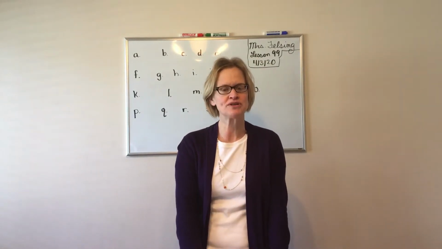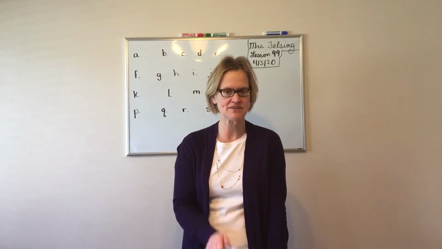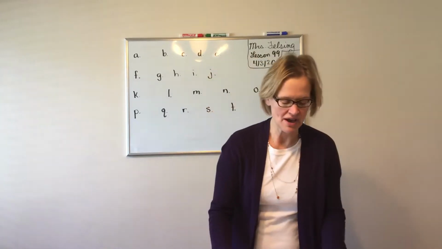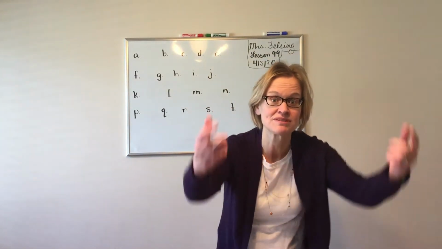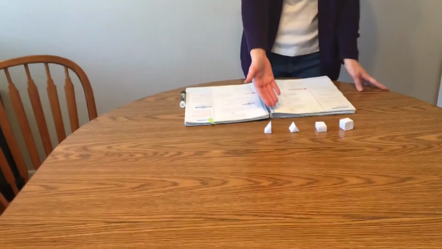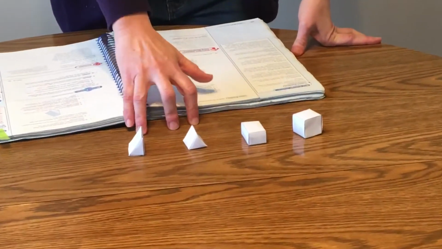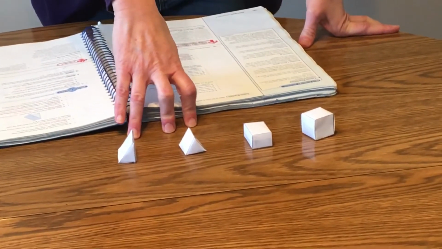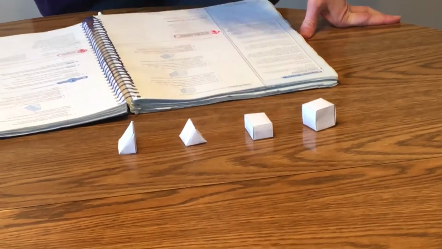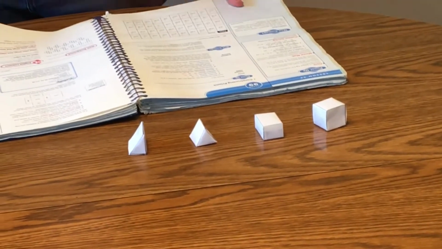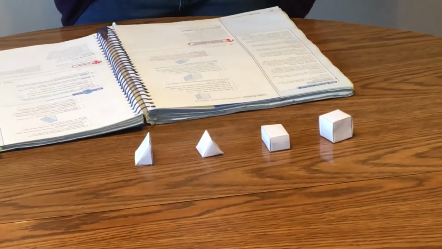Yesterday, you should have received the papers and cut them out and put them together to make these shapes right here. We are going to use these shapes today in completing lesson 99. You are going to need your math book opened to page 626, a piece of paper, and a pencil.